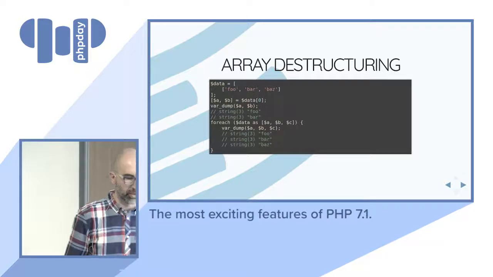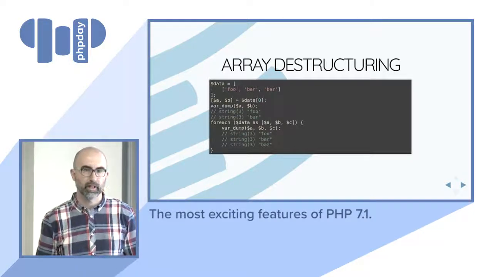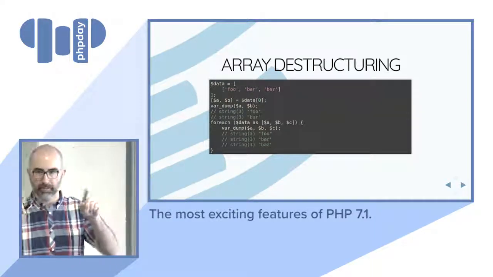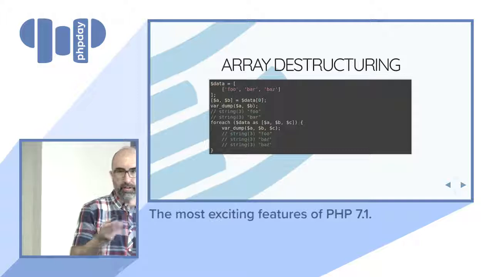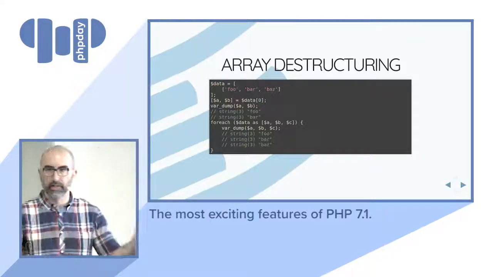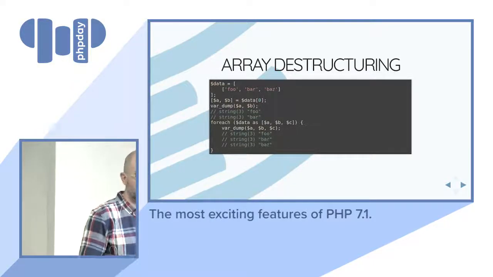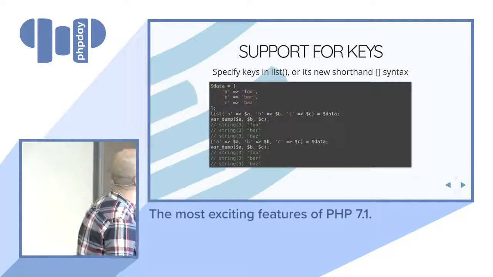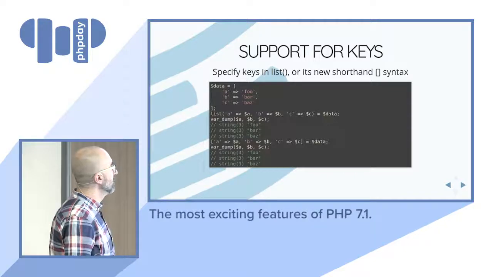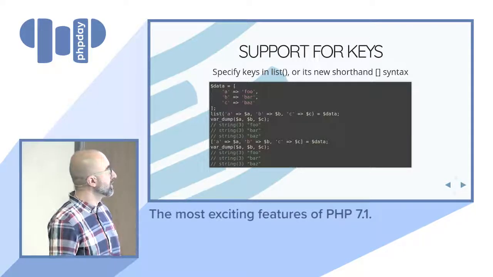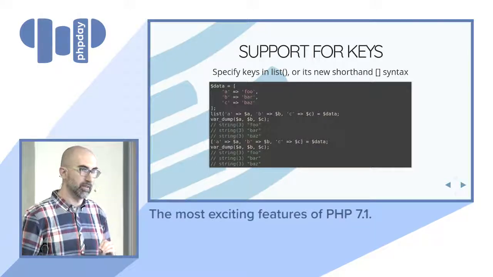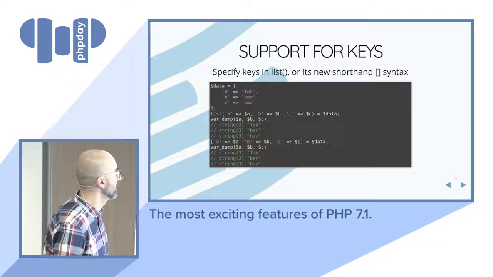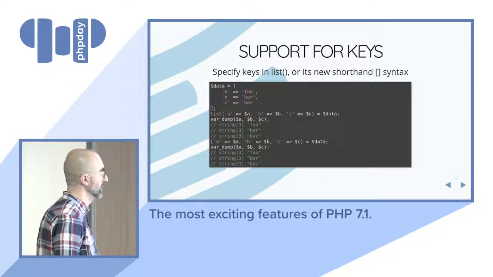Why is it important? Because when we introduced in PHP 5.4 the possibility to specify an array using the square bracket, this is the symmetry, the opposite. So it's a more natural way to work with this syntax, actually, instead of using list. And also, they added the possibility in 7.1 to support the key in the list operator or the new square bracket syntax, new shorthand syntax.